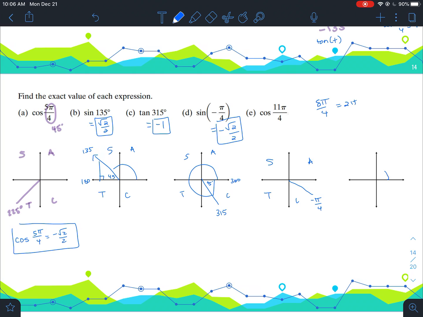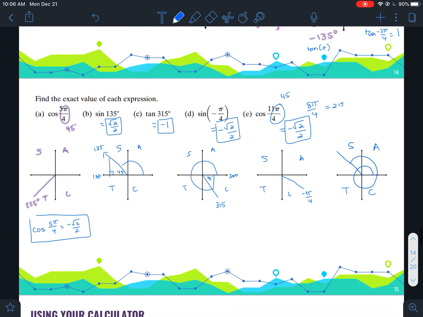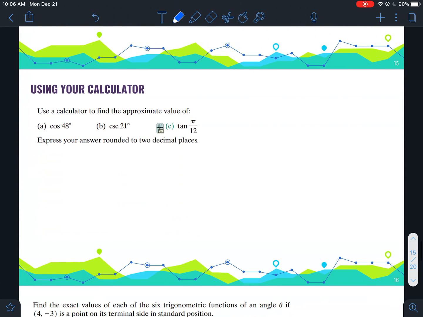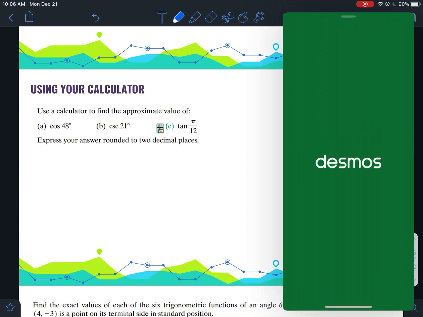The cosine at 11 pi over 4, well, I know at 8 pi over 4, I'm at 2 pi. So I need to go all the way around, and then I need another 3 pi over 4. Well, 3 pi over 4, I'd be over here. And so my reference angle is 45 degrees, and I'm in the second quadrant, so all students take calculus. Only sine's positive in that quadrant. So the cosine at pi over 4 is root 2 over 2, and it's negative because cosine's negative in that quadrant.